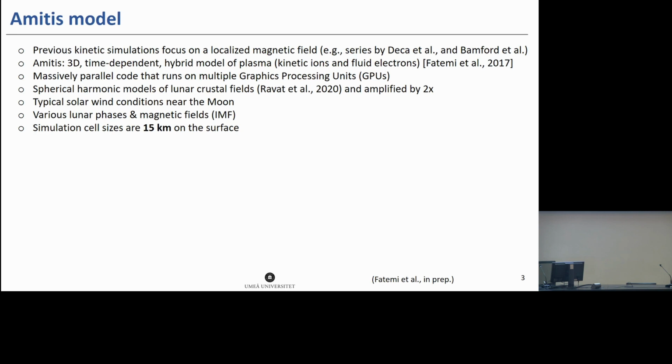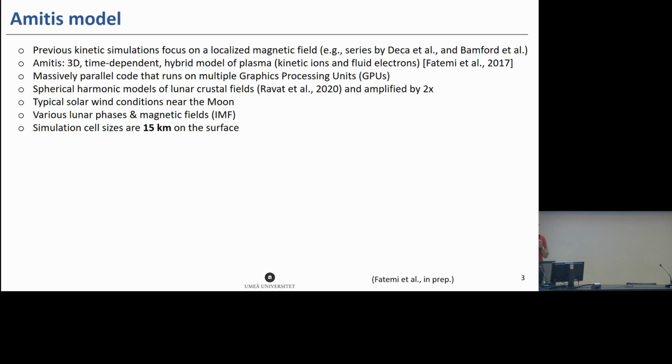We have combined it with a spherical harmonic model of the lunar crustal magnetic field, the recent one by Rabat et al. There is a technical issue here, because when we want to study the solar wind interaction with the surface, the spherical harmonics usually underestimate the strength of the fields. Therefore, we needed to amplify the strength of the fields by a factor of 2.